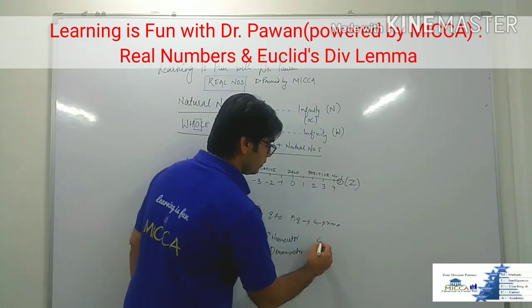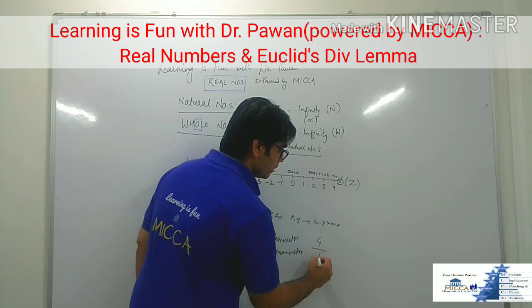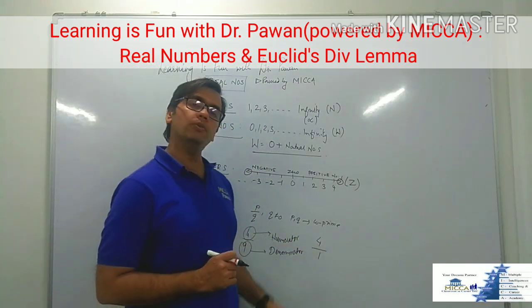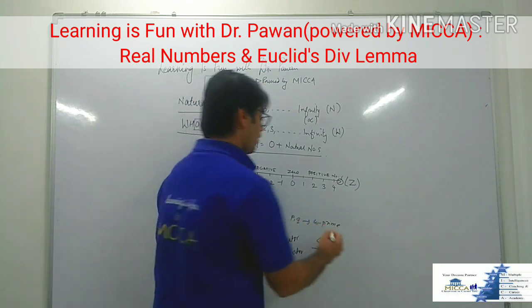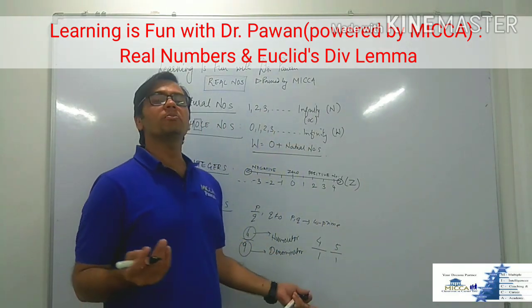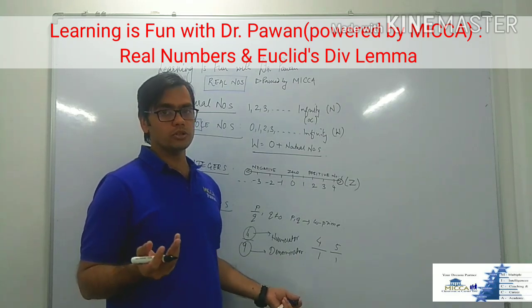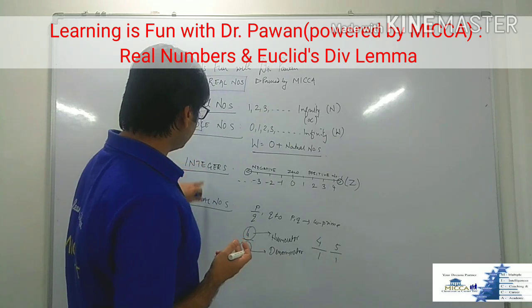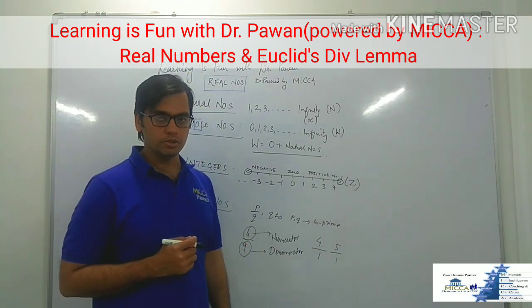Because if you take the number 4 for example, it always has a denominator 1, so you still see this p by q form holds true. If you have 5, this 5 still has 1 in the denominator, so p by q form still holds true. Which means that all these numbers are also rational numbers.